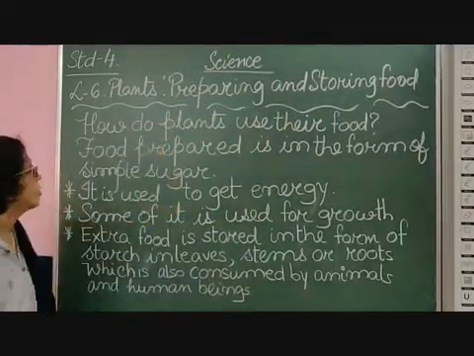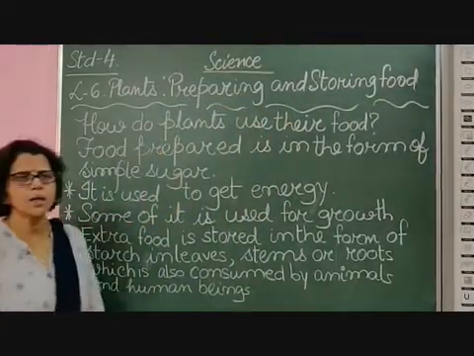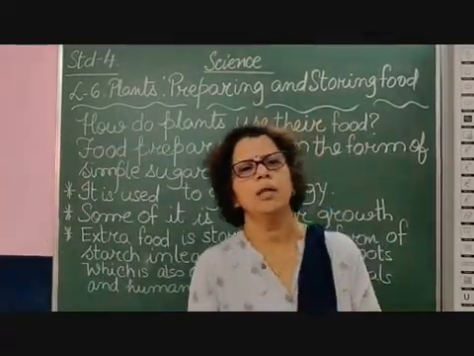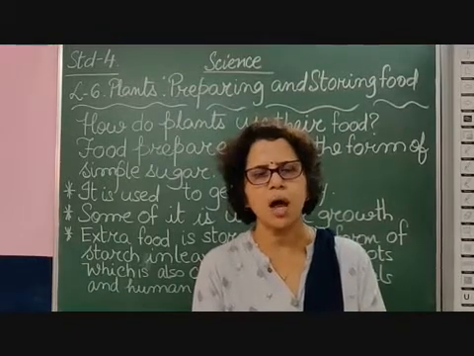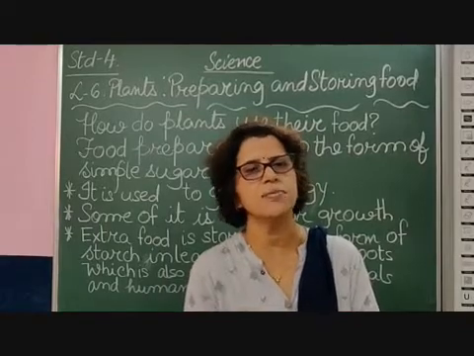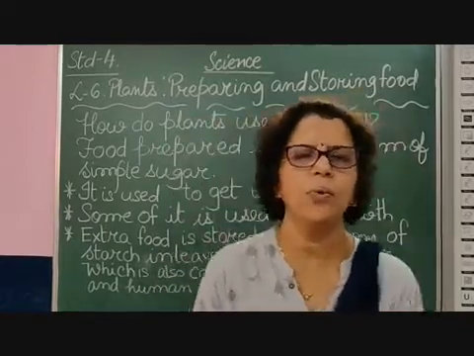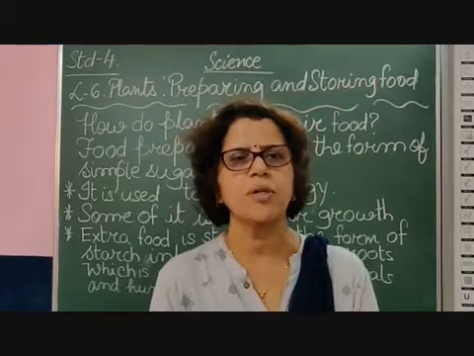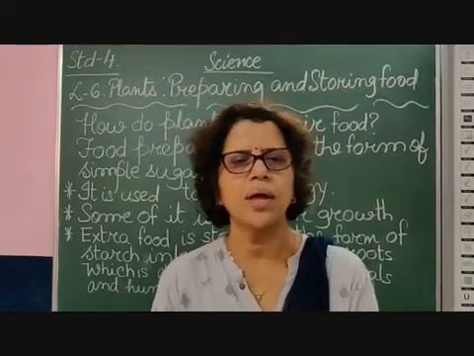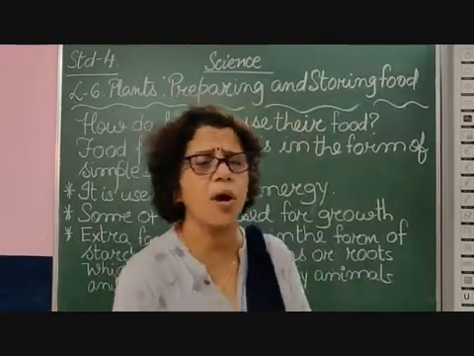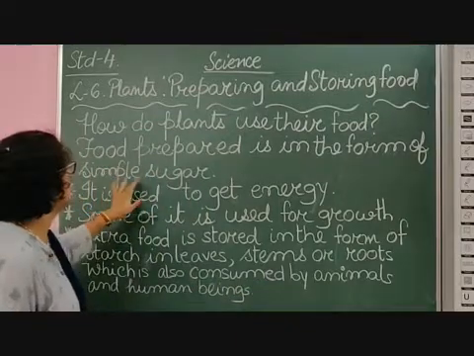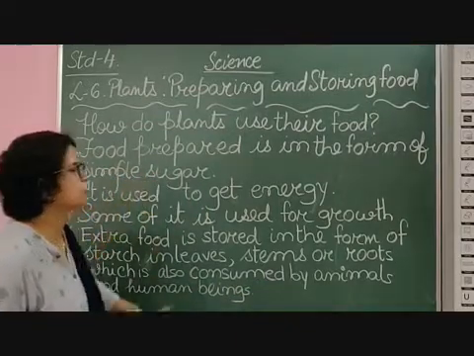Let us discuss. Now food prepared by the plant is in the form of sugar. I told you it's a sugary thing, and it is the starch. We call it starch. So plants prepare the food that is starch, and I hope you remember in the first chapter that carbohydrates you get from the starch. So we need carbohydrate, we need starch. Food prepared in the form of simple sugar is used to get them energy.